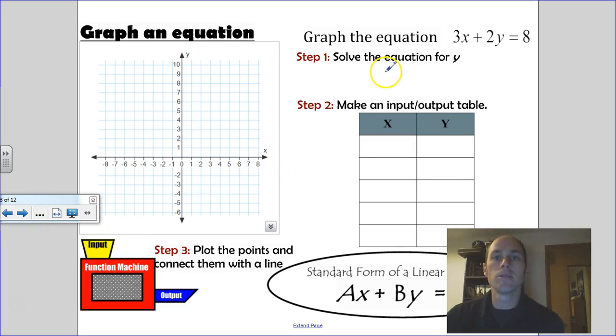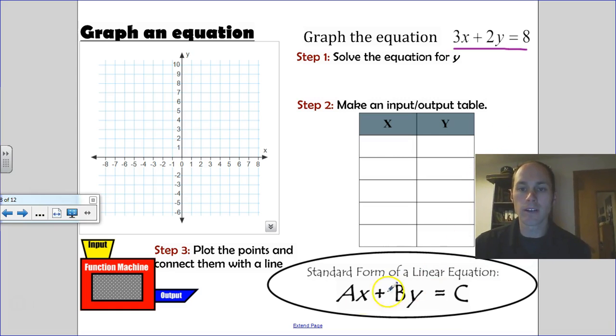Now, when the equation is solved for y, that makes it pretty easy to create a table and convert that to a graph. When it's in this form, we call that standard form. Standard form is when we have the x term and the y term on the same side of the equation and the constant term on the other side of the equation. When it's in that form, it's maybe not quite as simple to get it ready to solve.